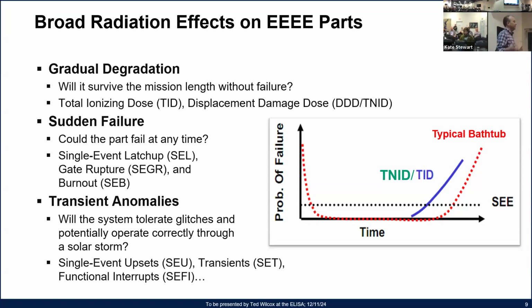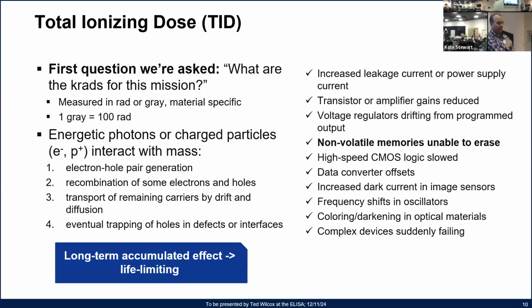But then we also have sudden failure effects: single event latch up, single event gate rupture, single event burnout. These are effects that happen because of one particle striking a transistor that's operated just a particular way at just the right moment, and can cause our device to completely fail or burn out. And then we have the transient anomalies. These are the recoverable glitches, the data bit flip or analog glitch in your output voltage. Single event upsets, transients, functional interrupts. There's a whole acronym soup that we can go into here. And we'll talk about each one of these in just a little bit to set the stage.